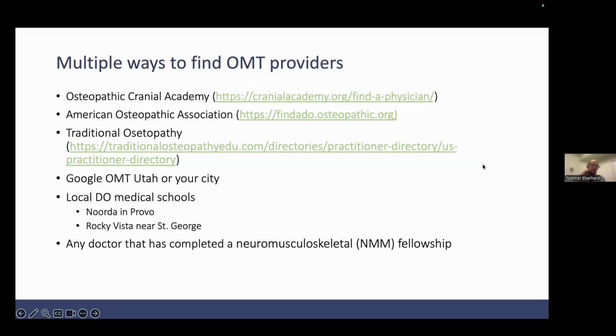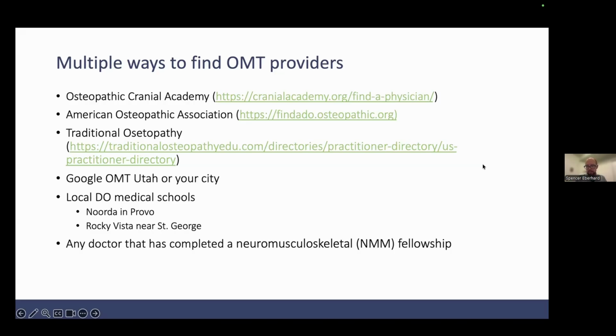In fact, there are two DO schools here in Utah. There is the one in Provo, and then there's Rocky Vista, which is near St. George, I think the town is called Ivins. Those are schools that train in osteopathy, and usually they have an osteopathic office that a lot of the teachers at the school use to help their patients, so you can actually be a patient at some of these clinics that are associated with the school.